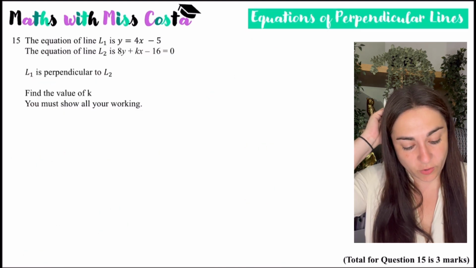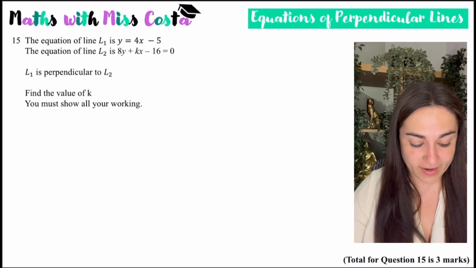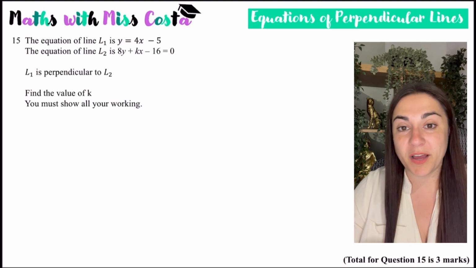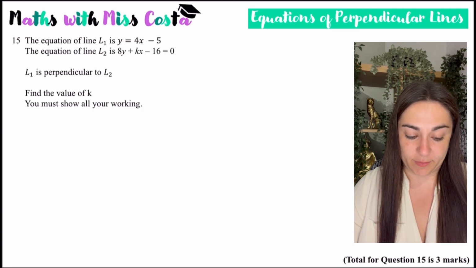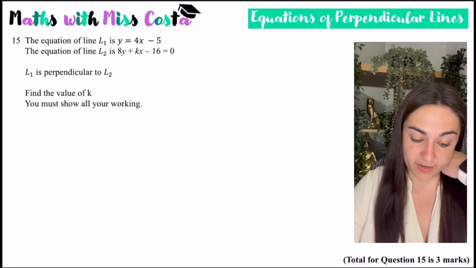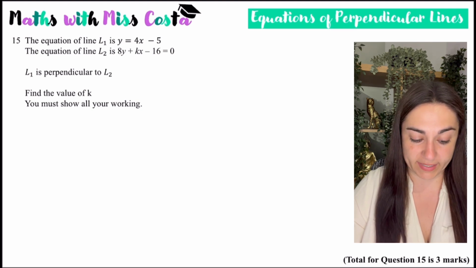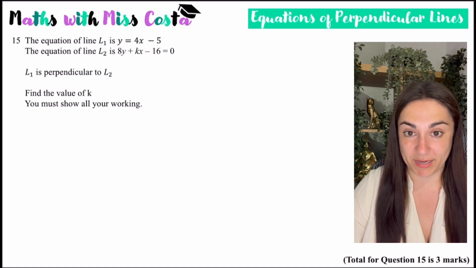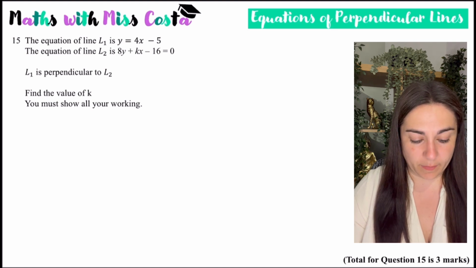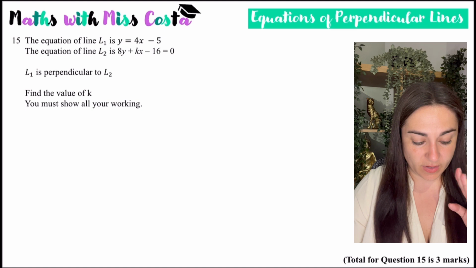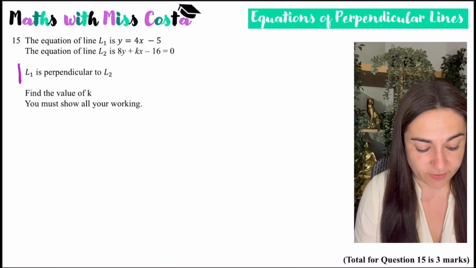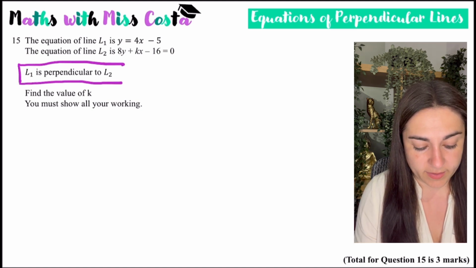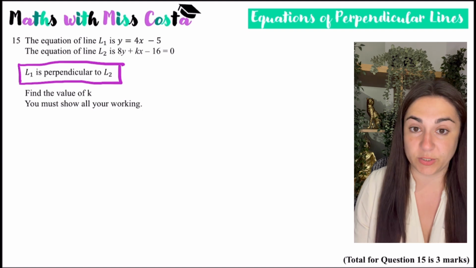Okay, next we've got equations of a line, and we're dealing with perpendicular lines as well. So I'm told that the equation of line 1 is y equals 4x minus 5. And the equation of line 2 is not written in the y equals mx plus c form, but that doesn't matter because I can rearrange it. A key piece of information is that L1 is perpendicular to L2.